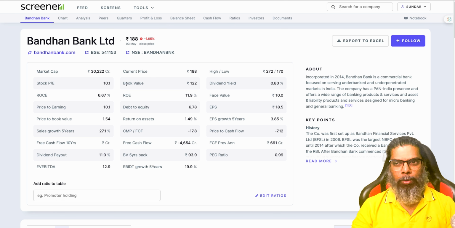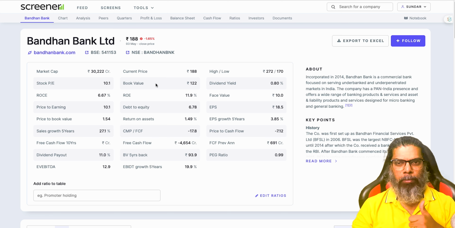So here you can find the book value, which is 122. The current market price is 188. So the PB ratio is price to book, which is 188 by 122. You'll get a ratio of 1.54, which means it is trading at 1.5 times its book value. Since it's a bank and it relies more on capital like debt and other things, it is very important to look at this to see whether it is undervalued or not.